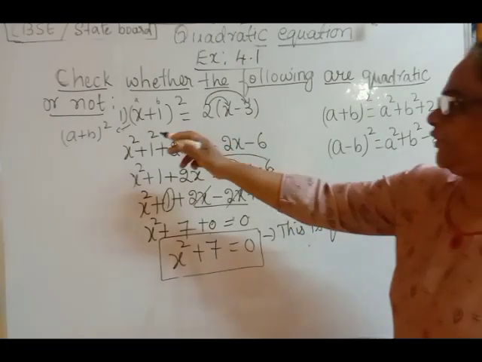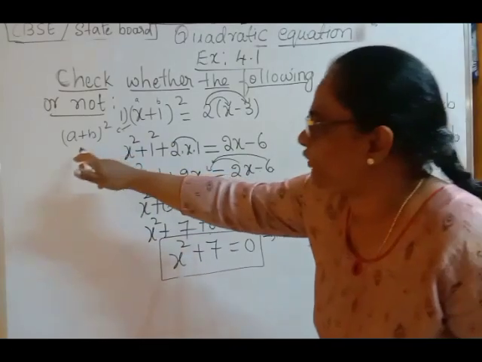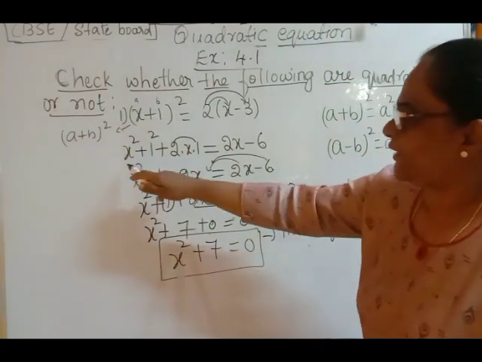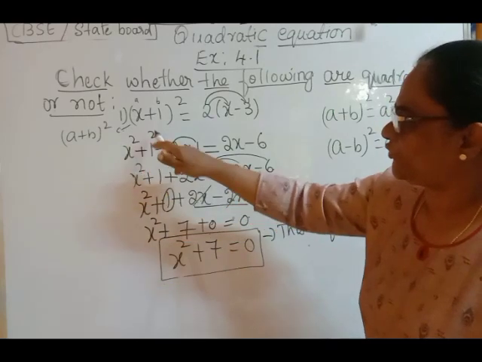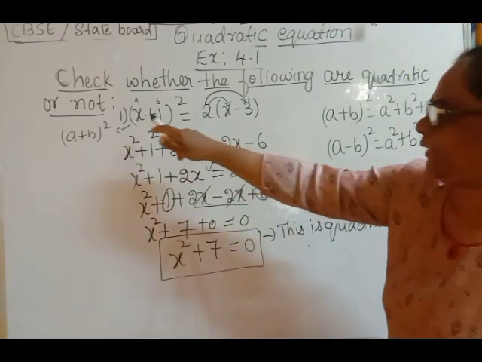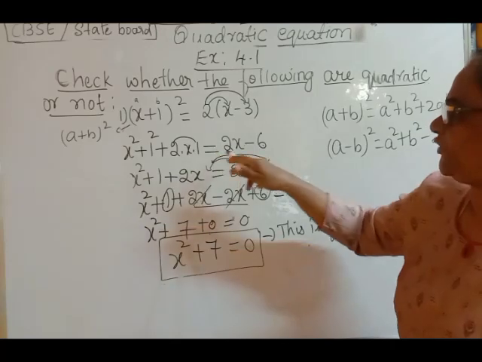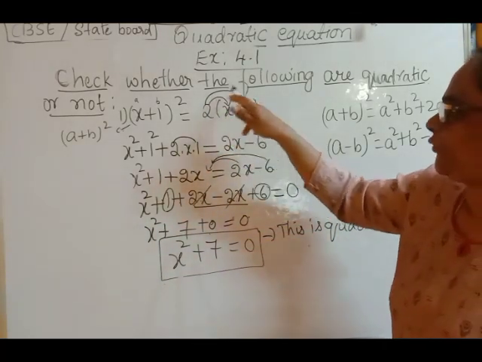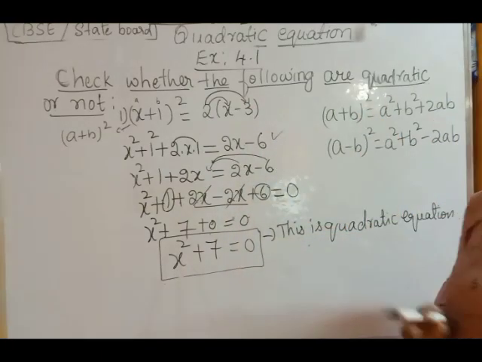First, what you have to do is expand using (a plus b) whole square. A means x, b means 1. A square plus b square, that is 1 square, plus 2ab. 2 into a means x, b means 1, is equal to, multiply this, 2 into x, 2x.